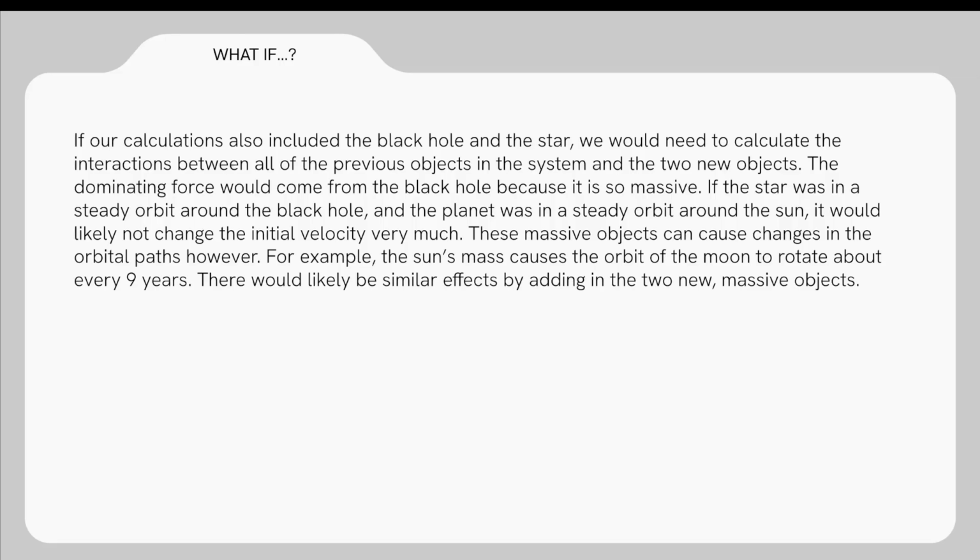These massive objects can cause changes in the orbital paths, however. For example, the sun's mass causes the orbit of the moon to rotate about every 9 years, and there would likely be similar effects by adding in the 2 new massive objects.